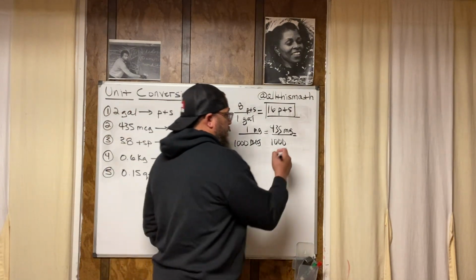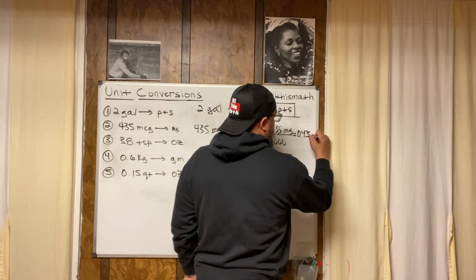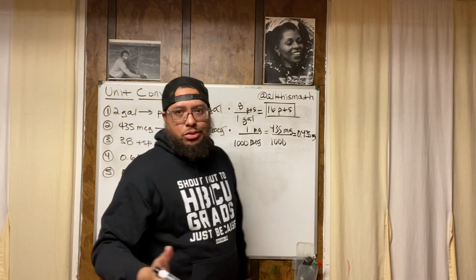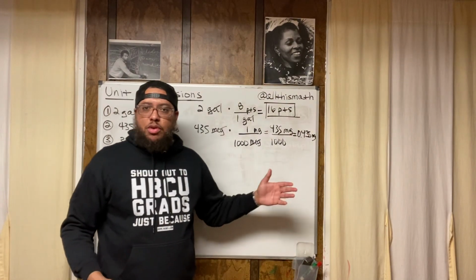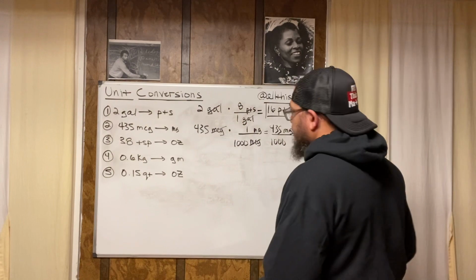So this is going to be 0.435 milligrams. And you don't really need that 0 right there. You know, sometimes we put it there, but either 0.435 or just .435. Either way, right? All right, let's go to the next one.